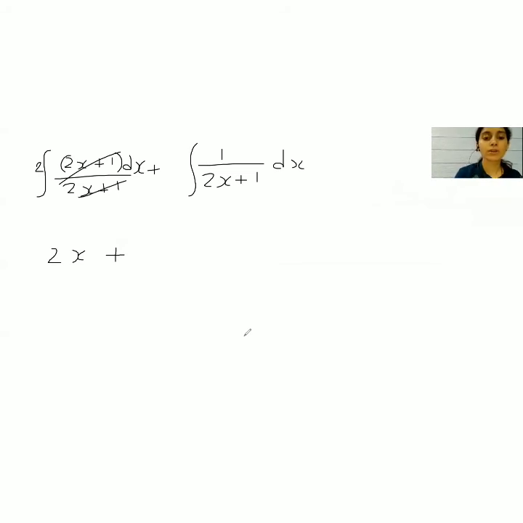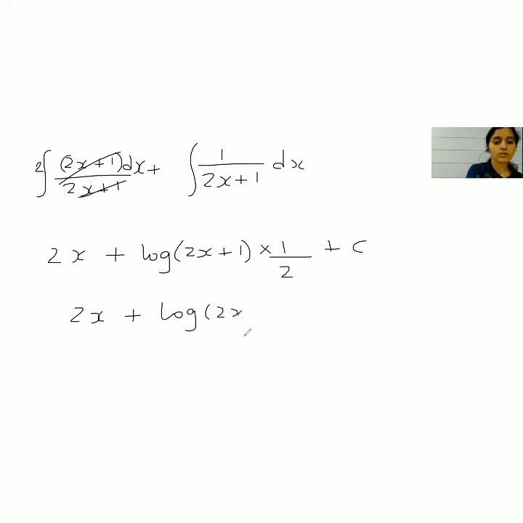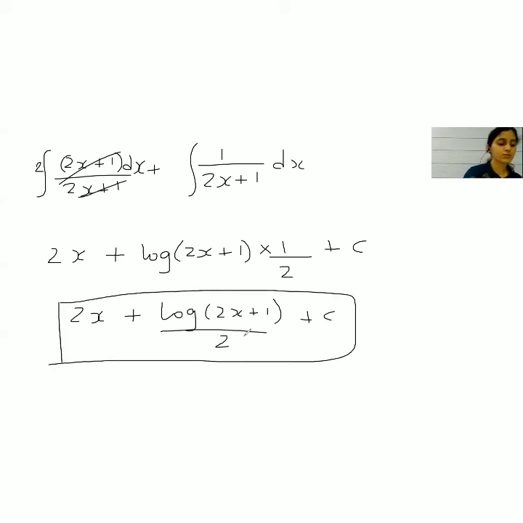1 upon x, derivative is log x, so 1 upon 2x plus 1, derivative will be log of 2x plus 1, and there is a coefficient of x, so divide by 2, plus c. So the answer is 2x plus log of 2x plus 1 upon 2, plus c. Clear? This is how any division sum should be done. Okay, that is the second question of question 3.